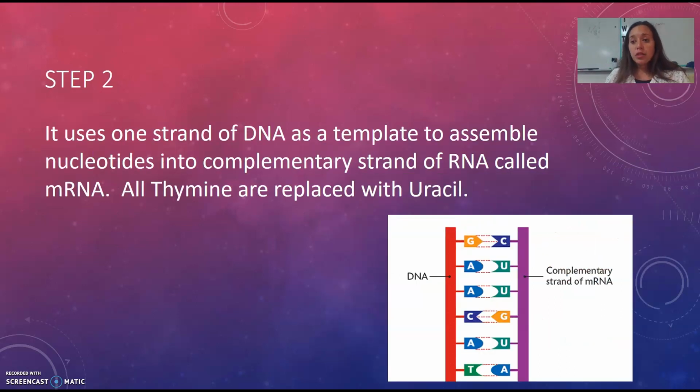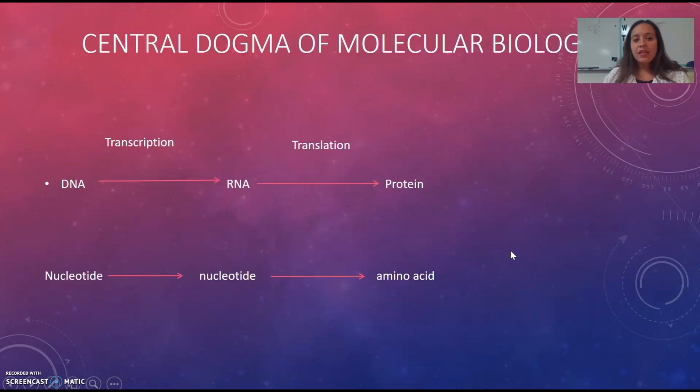Step two, it's going to use the DNA as a template to assemble the nucleotides into a complementary strand of RNA called mRNA. All thymine will be replaced with uracil. So here's your DNA strand, and this is your complementary strand of mRNA. You guys did this yesterday. Okay, and now we're ready to go to translation. That's pretty much all that happens in transcription.